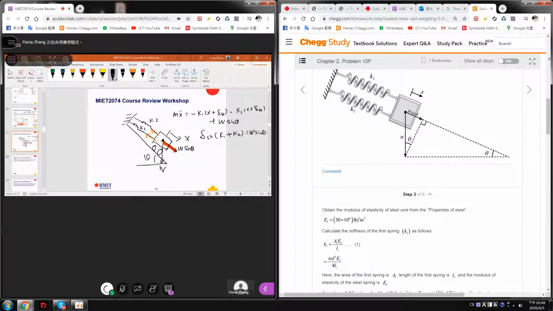Okay. Right. So here this cancels out. This cancels out. So what you are left with is m x double dot plus k1 plus k2 times x equals 0. Okay. Right. If you are not very sure how this comes out, you can further analyze here. Right. Any questions?